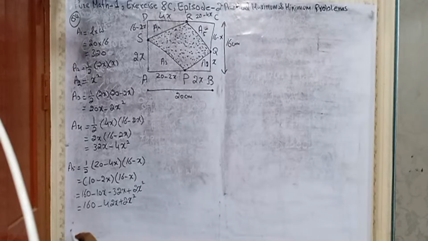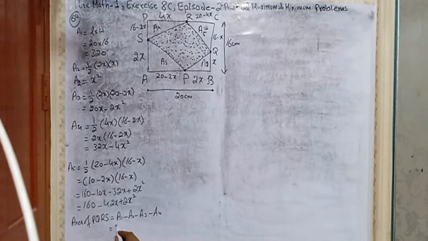Now the area of the PQRS will be equals to the area 1 minus the area 2, minus the area 3 minus the area 4.